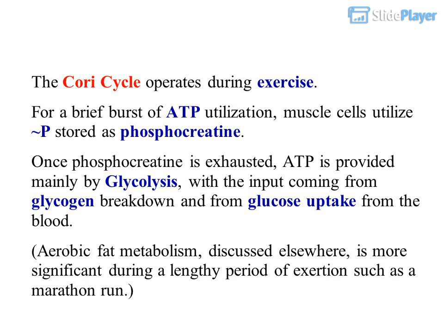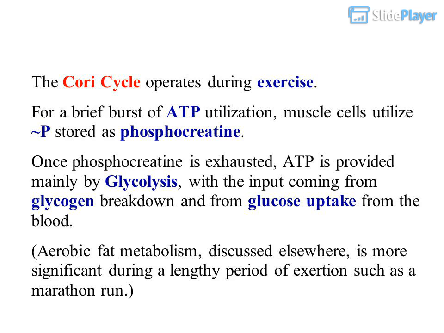The Cori cycle operates during exercise. For a brief burst of ATP utilization, muscle cells utilize P stored as phosphocreatine. Once phosphocreatine is exhausted, ATP is provided mainly by glycolysis, with the input coming from glycogen breakdown and from glucose uptake from the blood. Aerobic fat metabolism, discussed elsewhere, is more significant during a lengthy period of exertion such as a marathon run.